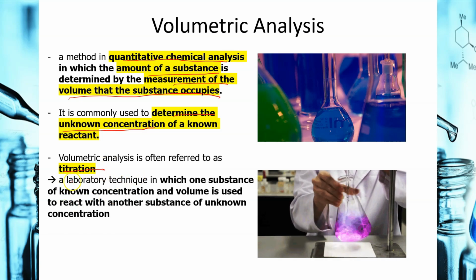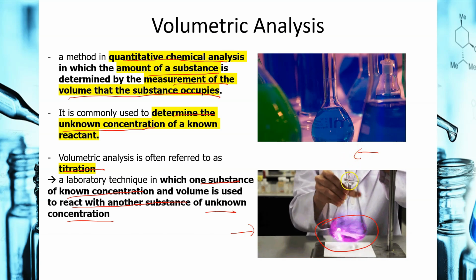The titration technique is a laboratory technique in which one substance of known concentration and volume is used to react with another substance of unknown concentration. I think you already did this technique during your lab session, referring to this diagram. In the titration technique, the unknown concentration will be at this part, and this part, which is inside the burette, will be the known concentration solution.